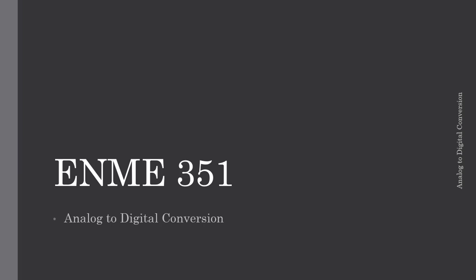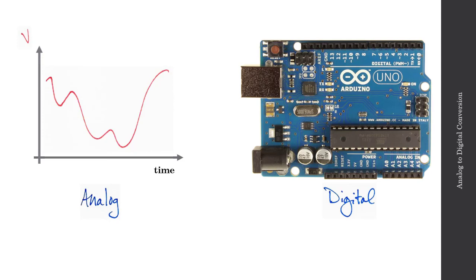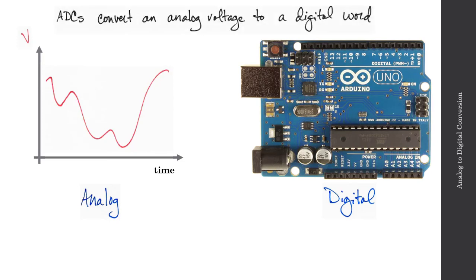Welcome to part 2 of our 3-part lecture on analog-to-digital conversion. This lesson focuses on the fundamentals of analog-to-digital converters. Analog-to-digital converters convert an analog voltage to a digital word. And recall that a digital word is a combination of bits, a combination of zeros and ones.